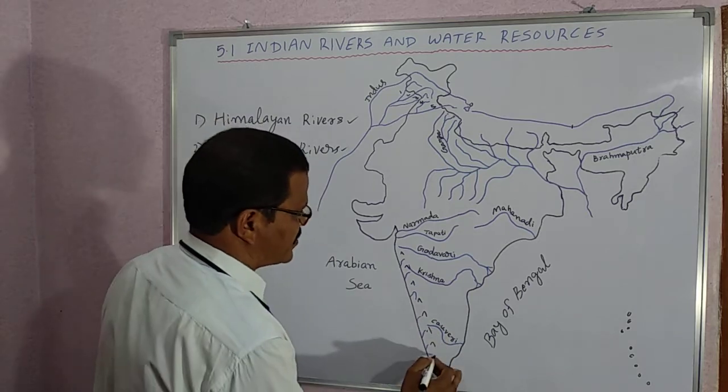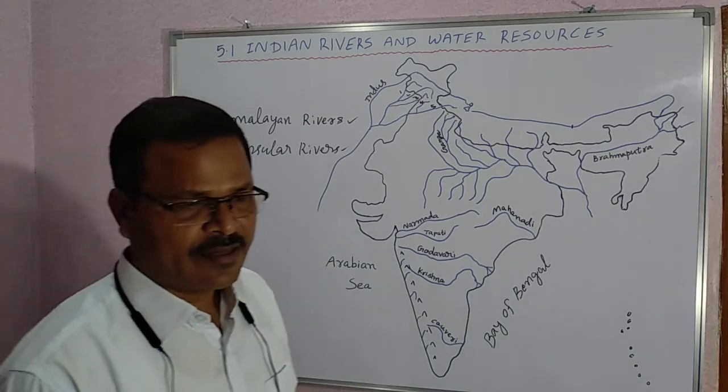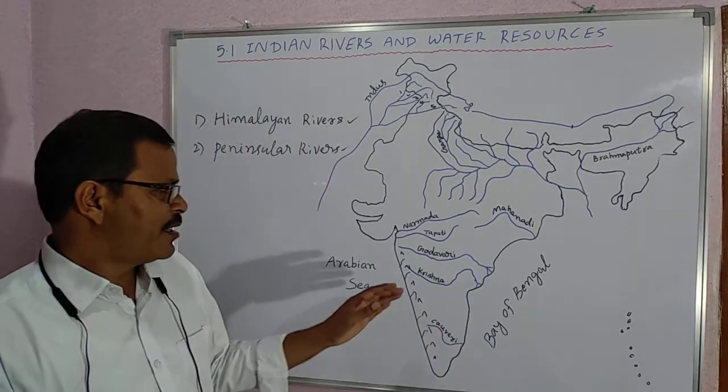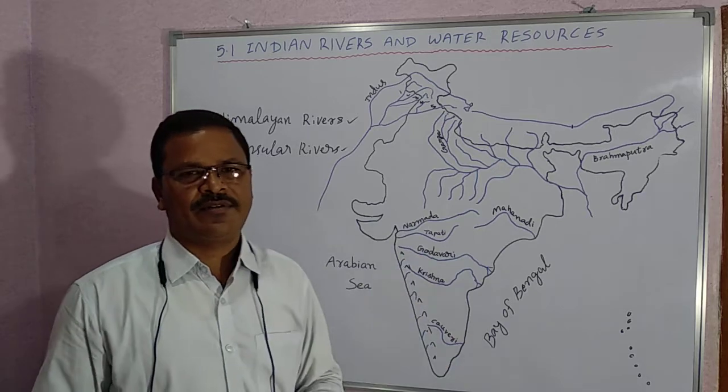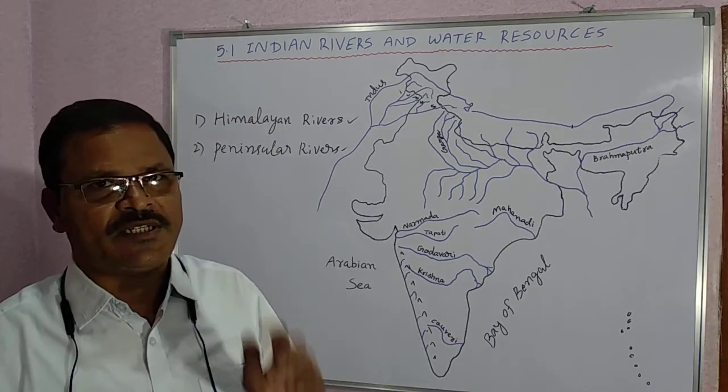The Western Ghats divide the major peninsular rivers and small rivulets. Among these peninsular rivers, Godavari is the largest river system.